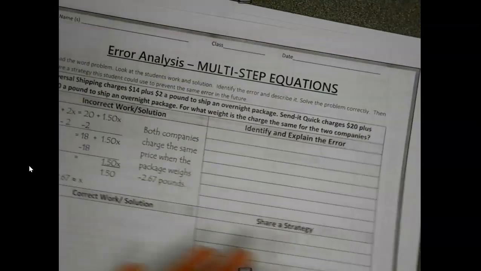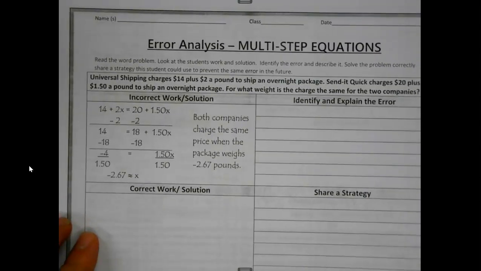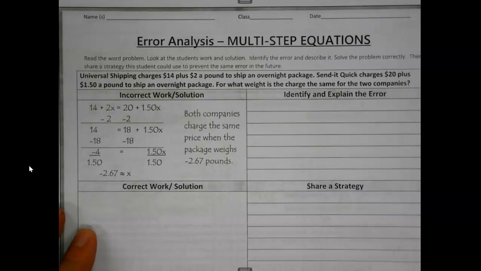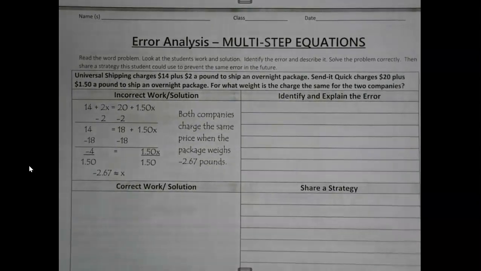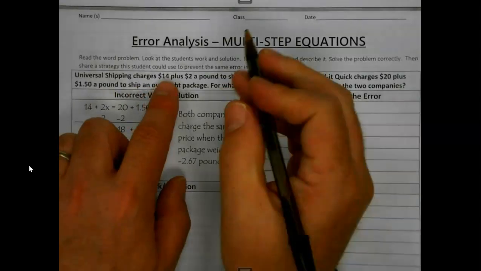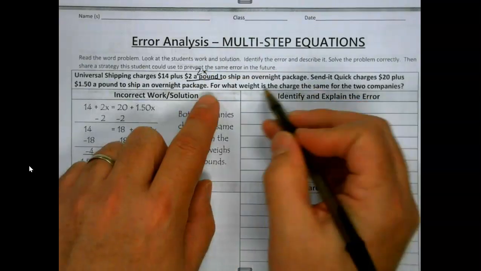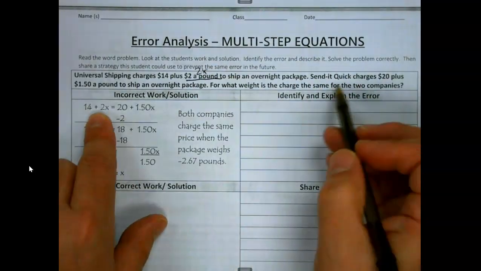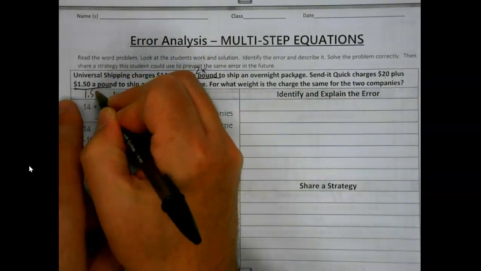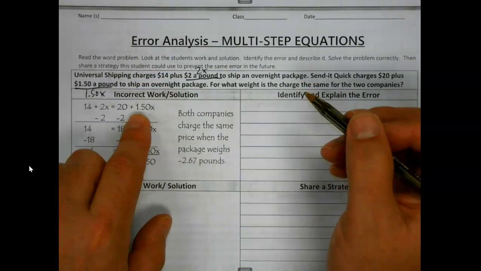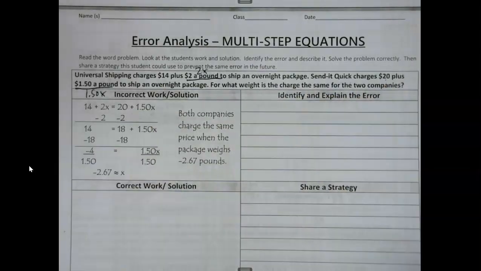So we'll flip this over. So we're over on page 8. There it is. So one more with the multi-step equations. I hope they didn't make the same error. Or the same person. Okay, universal shipping charge is $14 plus $2 a pound, 2x, ship overnight. Okay. Send it quick charge is $20 plus $1.50 a pound. It's like per. Ship overnight. There it is. For what weight is the charge the same? Okay, their equation's good.